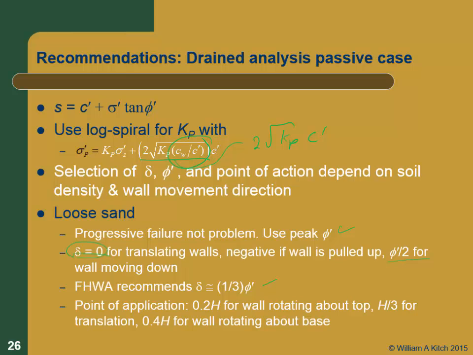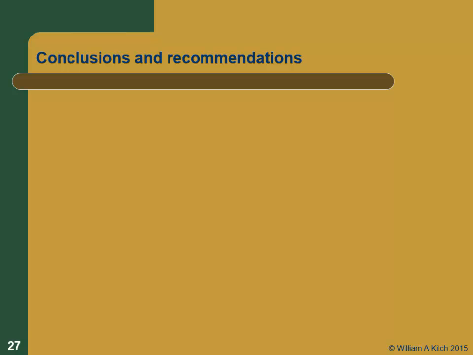But if the walls are rotating about the top, it's clear that it's lower than 1/3 of the height of the wall. If the wall's translating, 1/3 seems appropriate. If the wall's rotating about the base, this is shown through laboratory tests, but I can think of almost no scenarios, just a few really bizarre scenarios where the wall might rotate about the base. So I wouldn't worry about that one too much. But it'll probably be acting a little higher than 1/3 of the height of the wall, 0.2 instead of 0.3.